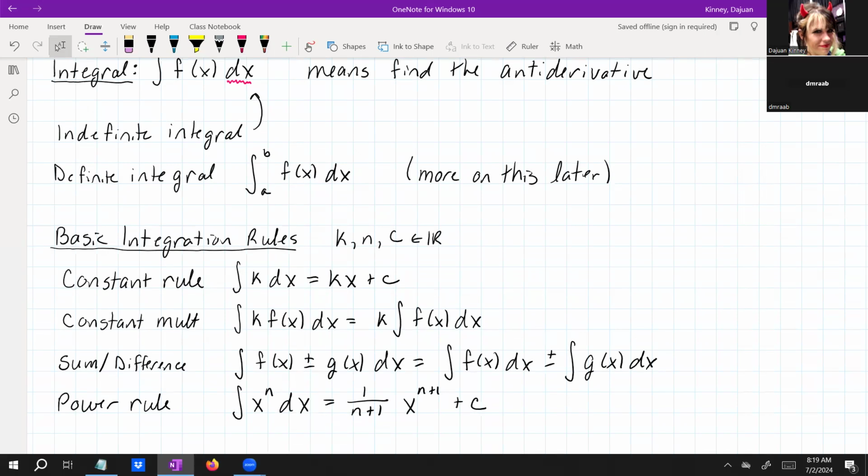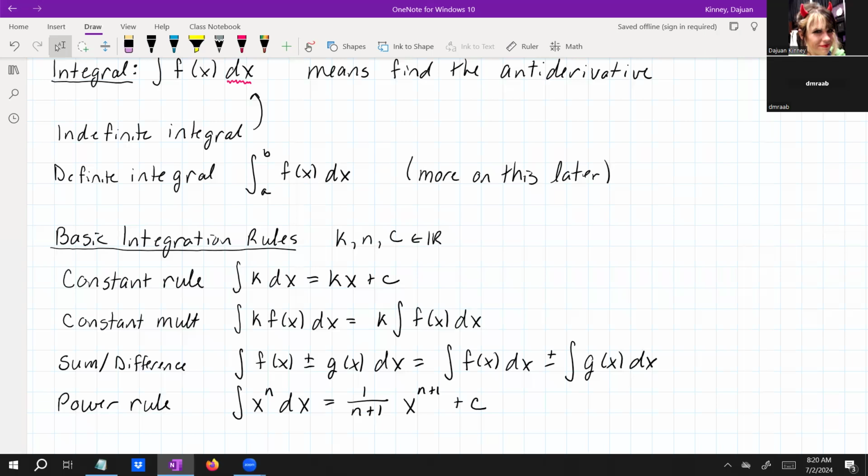Okay, so let k, n, and c be real numbers. They're going to be constants most of the time. The constant rule: if we take the antiderivative of some constant value k, we get k times x plus some other constant. If you think about it, go through and on the right side take the derivative and notice that you'll get back to the left side. If you have a constant multiple of a function, you can just bring that out and take the antiderivative.